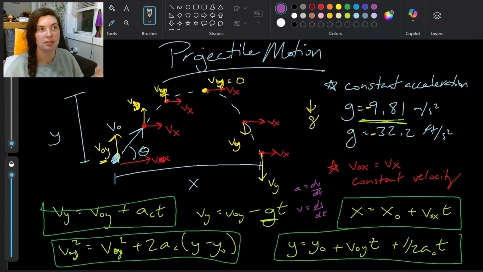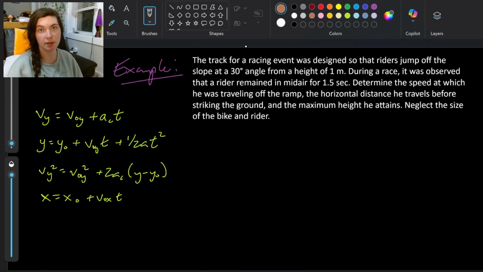But with that, let's go ahead and just take a look at a couple of simple examples, starting with this example. So in this example, we have a track for a racing event designed so that riders jump off a slope at a 30-degree angle from a height of 1 meter. During a race, it was observed that a rider remained in midair for 1.5 seconds. Determine the speed at which he was traveling off the ramp, the horizontal distance he travels before striking the ground, and the maximum height he attains, neglecting the size of the bike and rider.